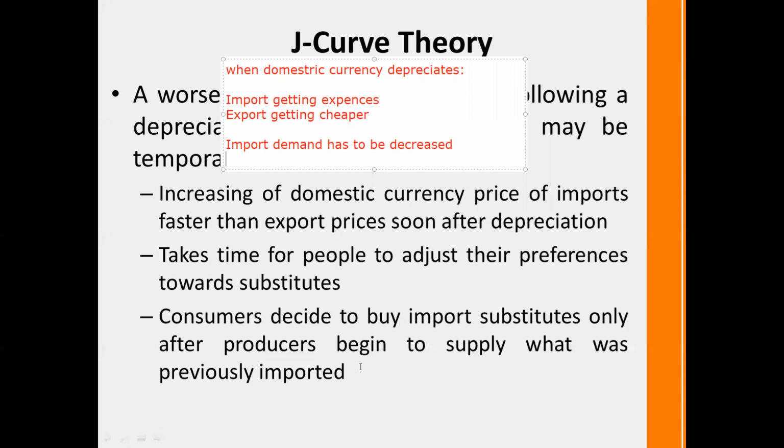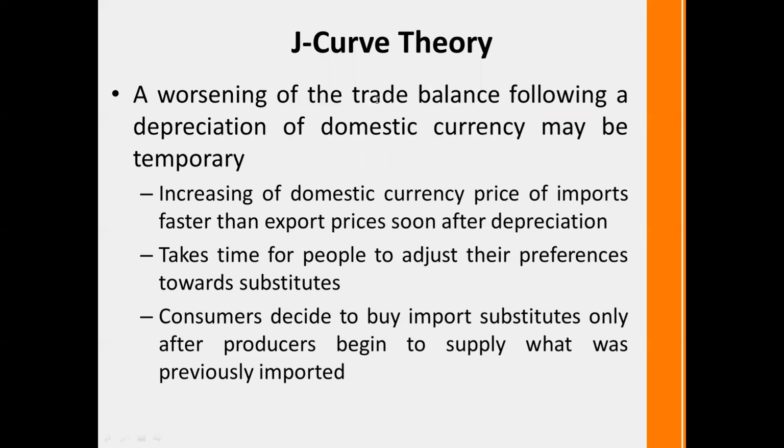If there is no domestic substitute product for the earlier imported product, people are still willing to buy imported goods, even if the prices are high, right? Therefore, in a short time period, as a result of the domestic currency depreciation, the import expenditure gets high. So that is the first consequence of the depreciation of domestic currency, right?